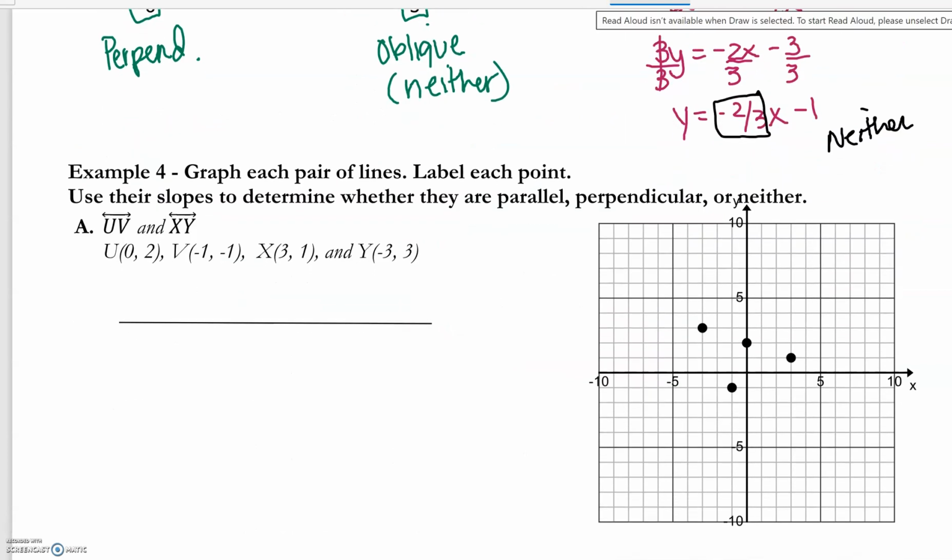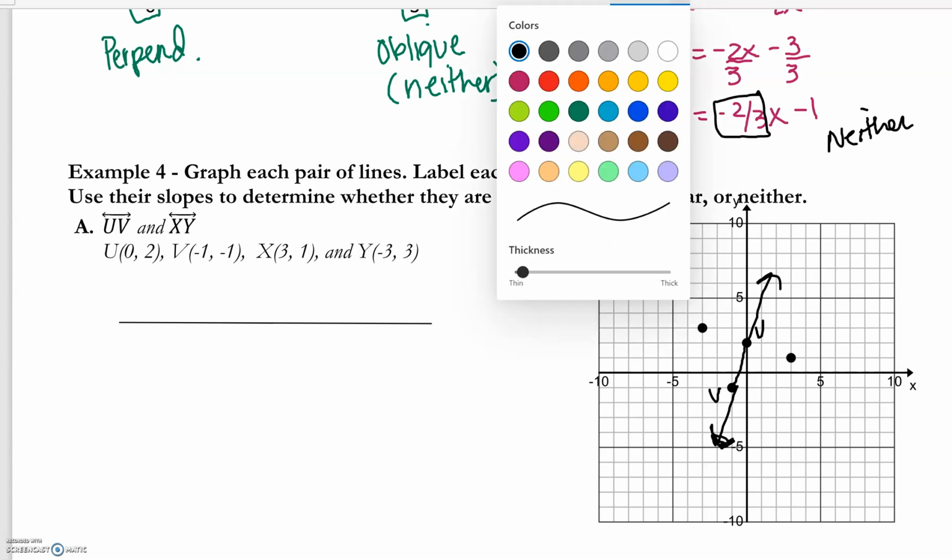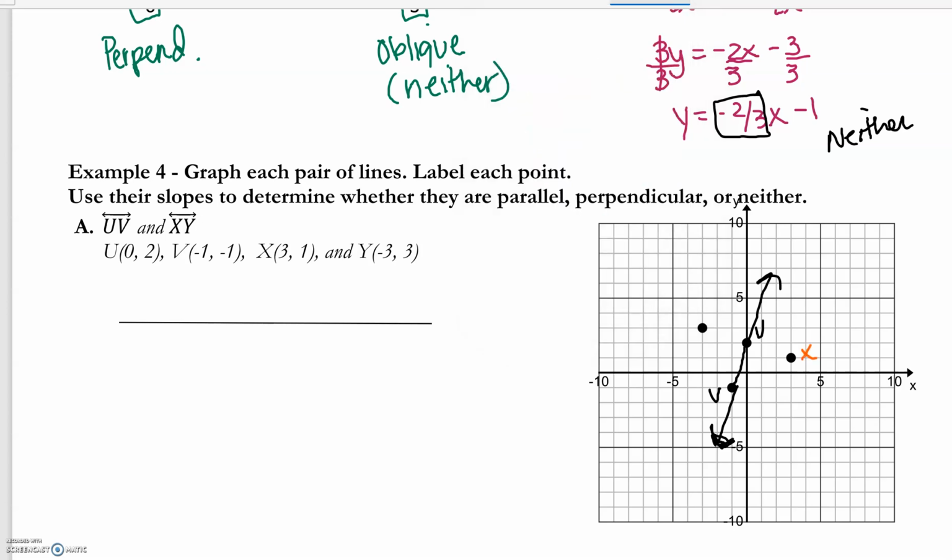Okay, so I did plot these points, but we need to go through and label them. So (0, 2) is your U. (-1, -1) is your V. And we're going to connect those for a line. And then my other line, let's label those points. So this one is (3, 1), X, and this one is (-3, 3), Y. And then we're going to connect those for a line. So let's go ahead and identify our slopes.